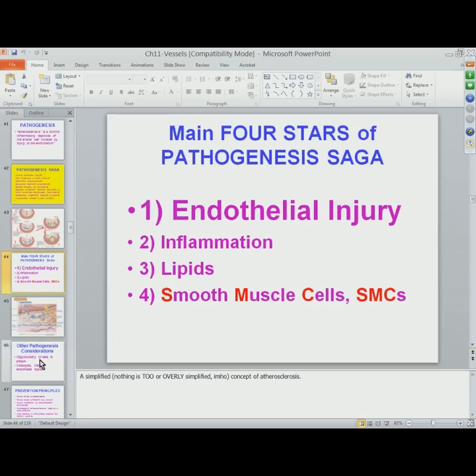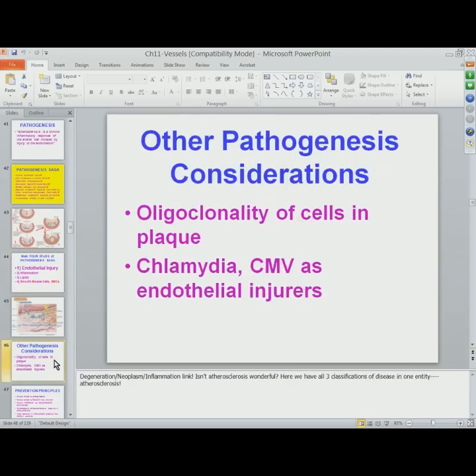Okay, couple of final points is that, you know, in pathology from day one, I told you that from the point of view of pathologists, and especially anatomic pathologists, we like to think of diseases as either degenerative, inflammatory, or neoplastic.